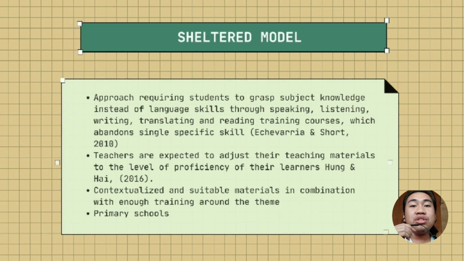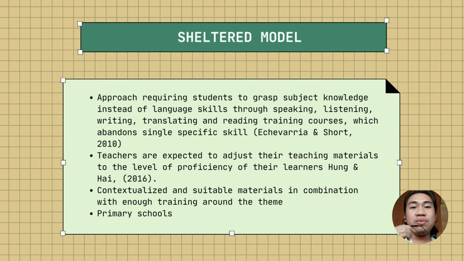The second model is the sheltered model. It is an approach requiring students to grasp subject knowledge instead of language skills through speaking, listening, writing, translating, and reading training courses, which abandons a single specific skill, according to Echeverria and Shore 2010. In the sheltered model of CBI, teachers are expected to adjust their teaching materials to the level of proficiency of their learners. The sheltered model is commonly used in English-speaking countries such as Canada and the United States. Students' language skills can be promoted if provided with contextualized and suitable materials in combination with enough training around the theme. This model is present in every primary school.